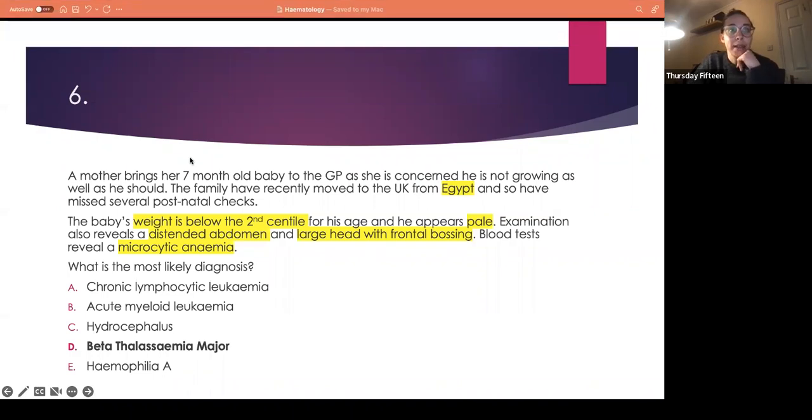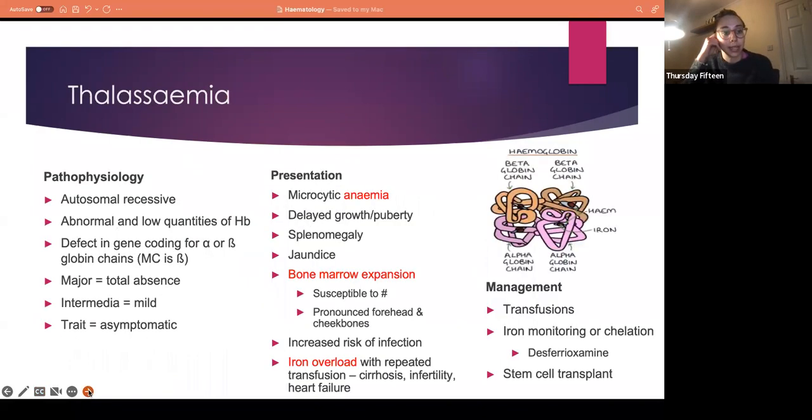CLL would be extremely unlikely in this age group, and we've got no history of lymphadenopathy, and it wouldn't cause those bony abnormalities. AML tends to affect adults. It's ALL that affects children, and it leads to a pancytopenia. There's no suggestion of that in this question. There's no sign of him having low platelets, so there's no bleeding or bruising, and there's no lymphadenopathy. Hydrocephalus would give young babies an enlarged head, but it wouldn't account for the anemia, bony change and distended abdomen. Beta thalassemia is the right answer. Haemophilia A is a bleeding disorder, and there's no evidence that this baby's had bleeding.